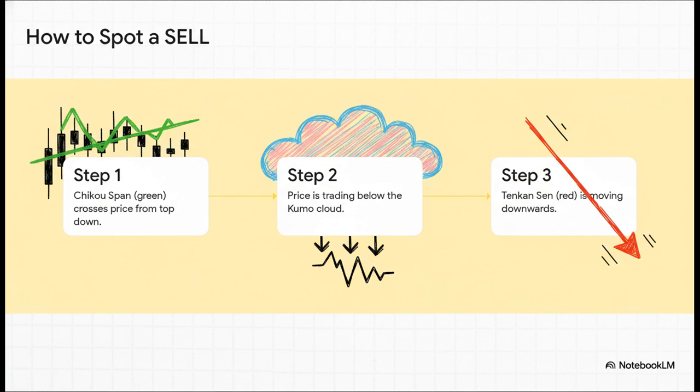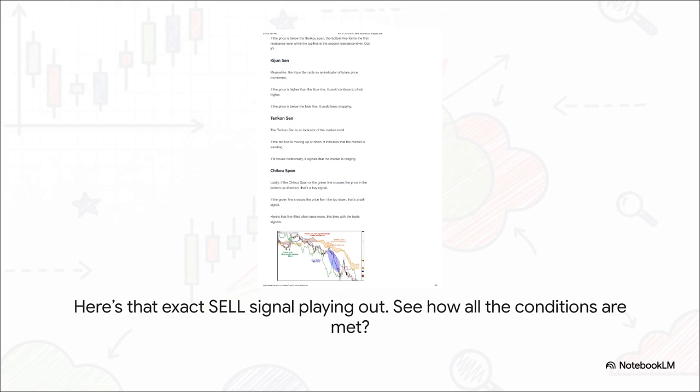First, that green Chiku span has to cross below the price from a month ago. Check. Second, the current price needs to be trading clearly below the cloud. Check. And third, that fast red Tenkan-sen line should be pointing down, showing you that momentum is to the downside. Check. And boom, here's a perfect picture of it. Look at that. The green line makes its downward cross, the price is way below that big old cloud, and the red line is angled down. All three conditions are met. That's a high probability signal to go short.